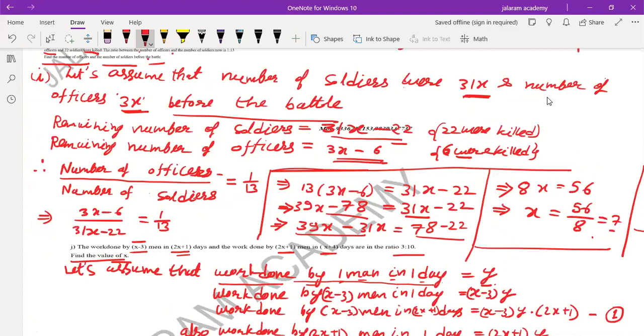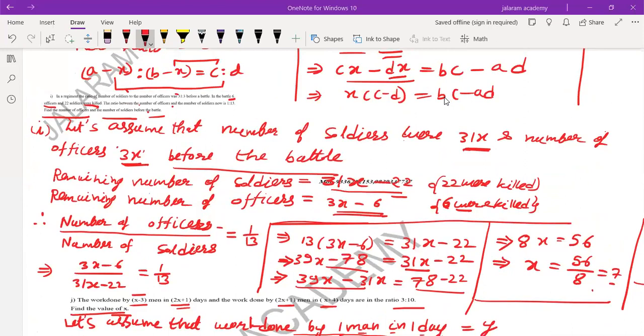In this way, you can solve all the questions related to the ratio of two terms. Whenever it is given that before the battle, the ratio of the number of soldiers to the number of officers is 31:3, in the question it was given, so we can assume that the number of soldiers be 31x and the number of officers be 3x. We have to take a common ratio.